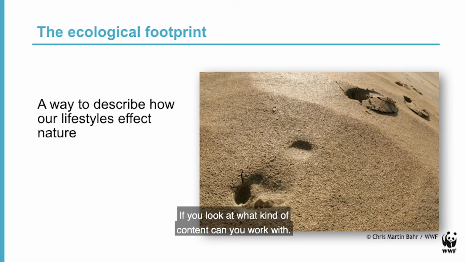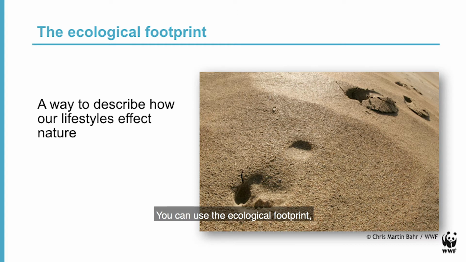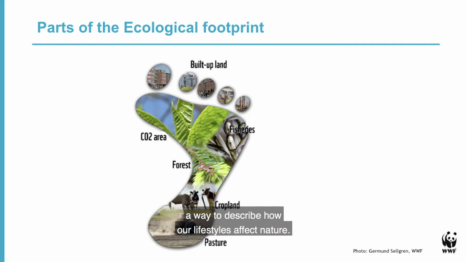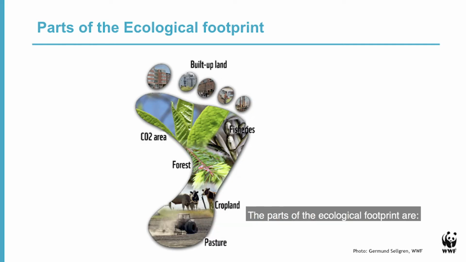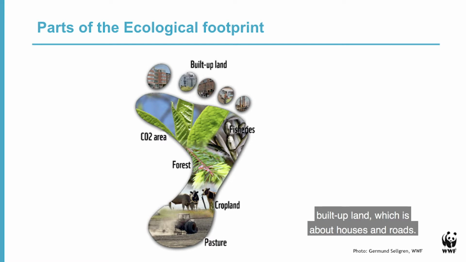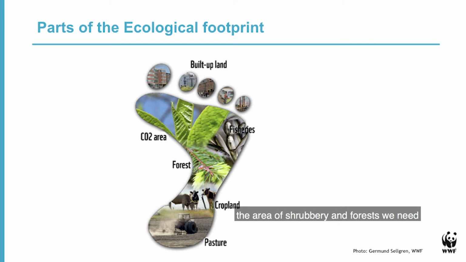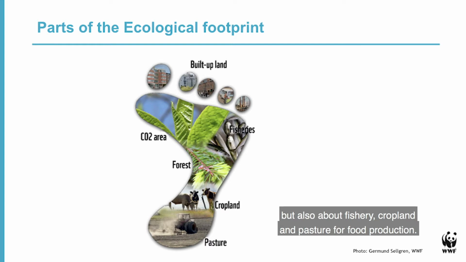If you look at what kind of content can you work with, you can use the ecological footprint, a way to describe how our lifestyles affect nature. The parts of the ecological footprint is built-up land, which is about houses and roads. It's the carbon dioxide area, the area of shrubbery and forest we need to take up the carbon dioxide from our lifestyles. It's about forests, about buildings and paper, but also about fishery, cropland and pasture for food production.